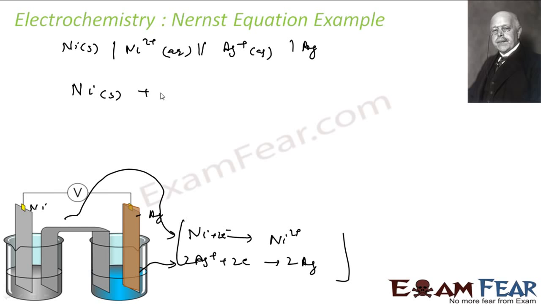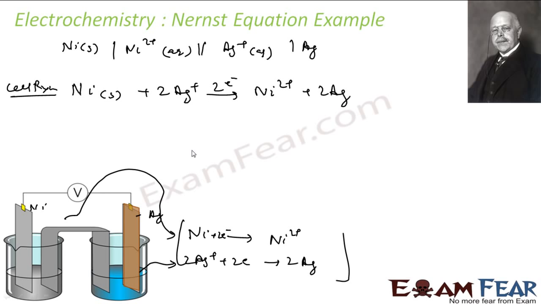Let's sum up these reactions. You get nickel plus 2Ag plus gives you nickel 2 plus and 2Ag. That is my cell reaction, and 2 electrons are used.